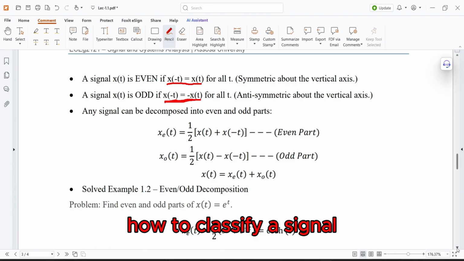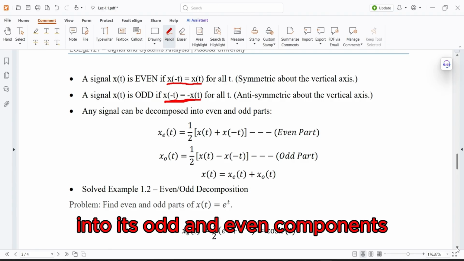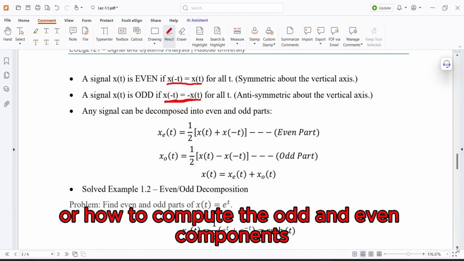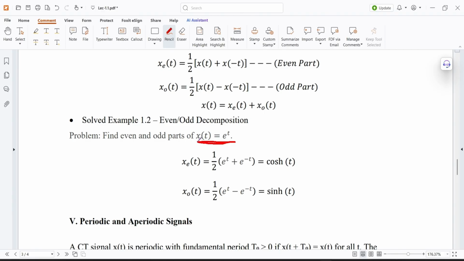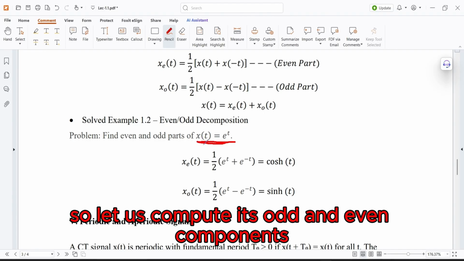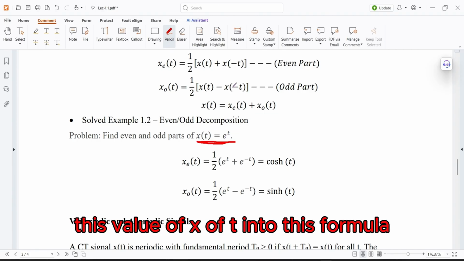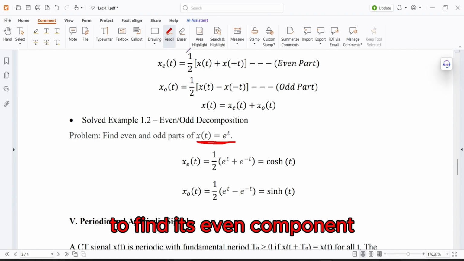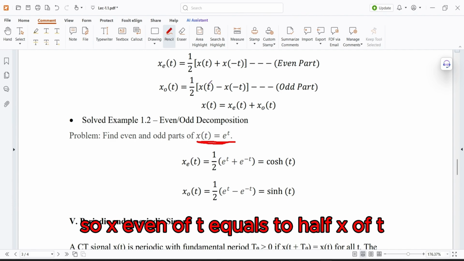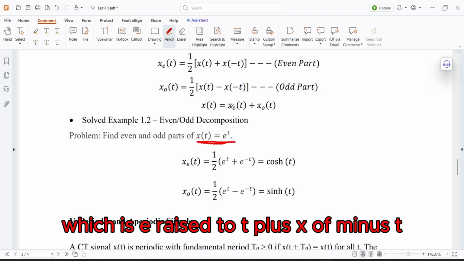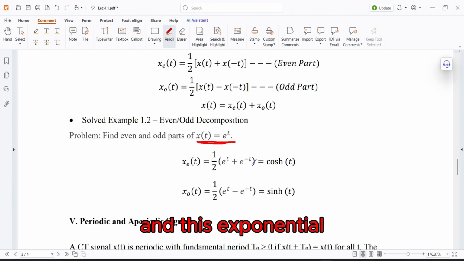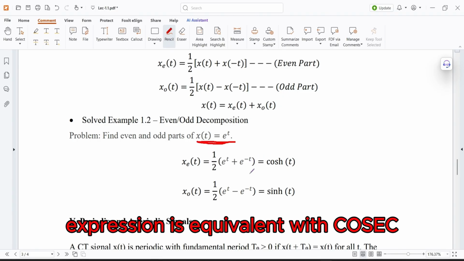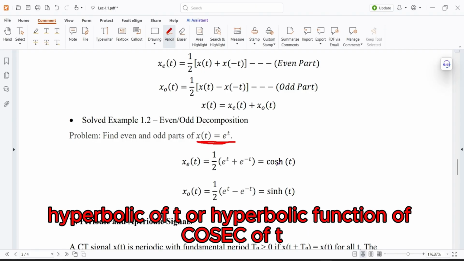How to classify a signal into its odd and even components, or how to compute the odd and even components of a given signal. For example, this exponential signal is given. So let us compute its odd and even components. We will substitute this value of x(t) into this formula to find its even component. So x even of t equals half of x(t), which is e raised to t, plus x(-t), which is e raised to minus t. And this exponential expression is equivalent to cosh(t), the hyperbolic cosine of t.